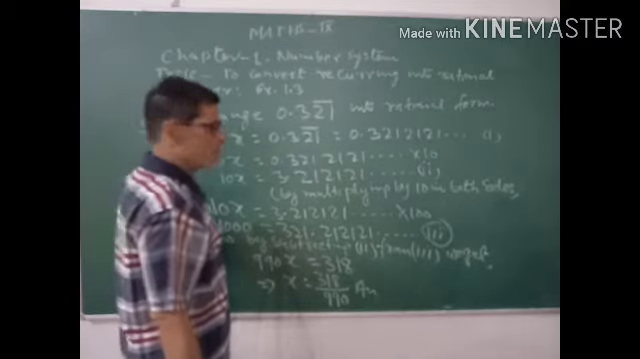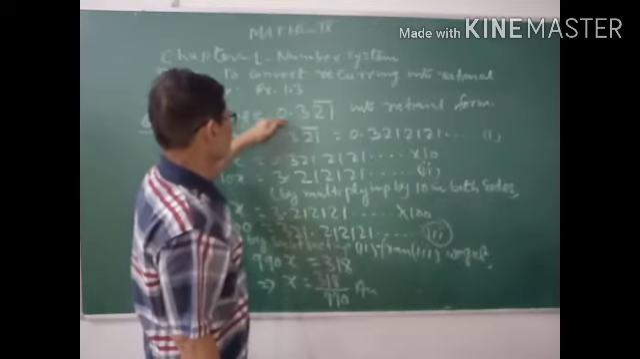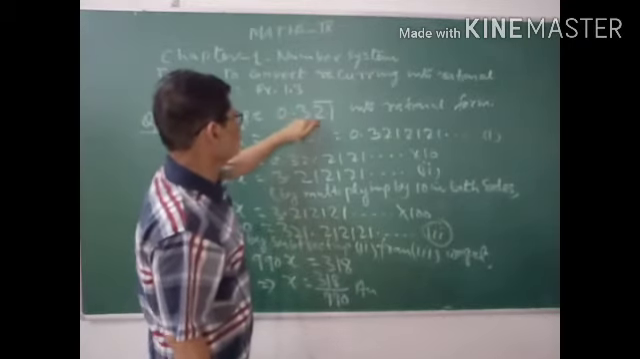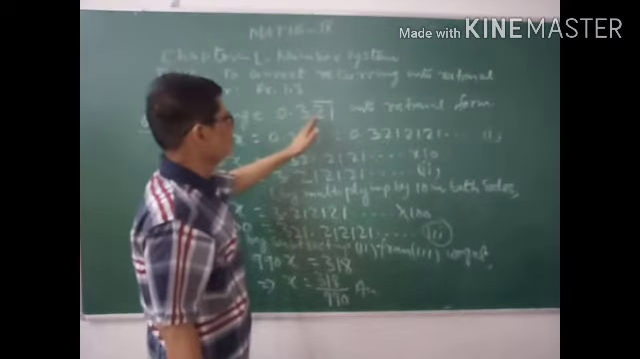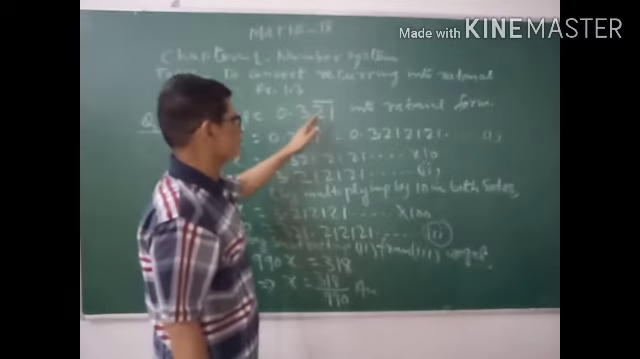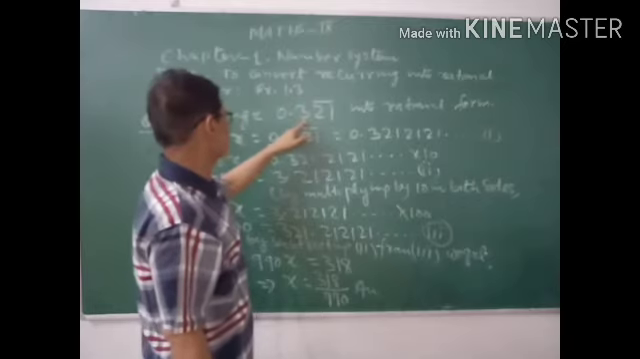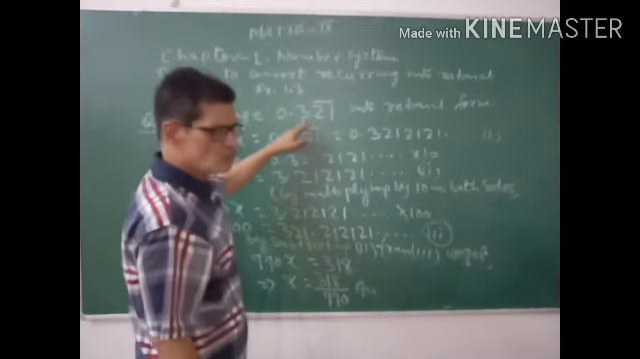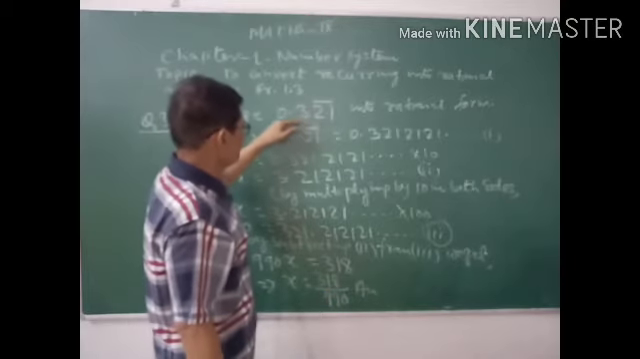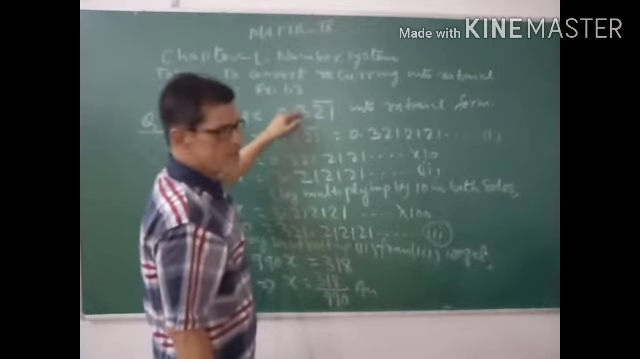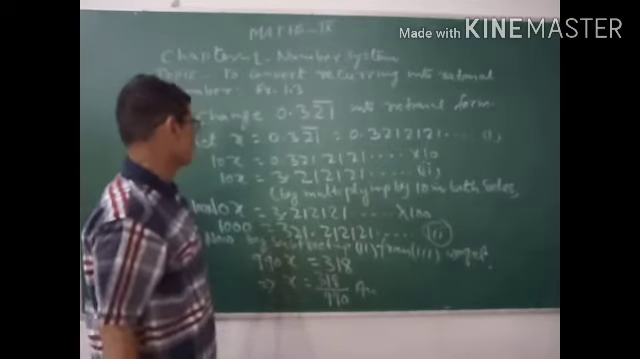Now come to example 3. We have to change 0.321 into rational form. There is recurring only on two digits, 2 and 1. 3 is without recurring. So this is an example different from the first and second. Here there is a digit which has no recurring. Now how can we change it into rational form?